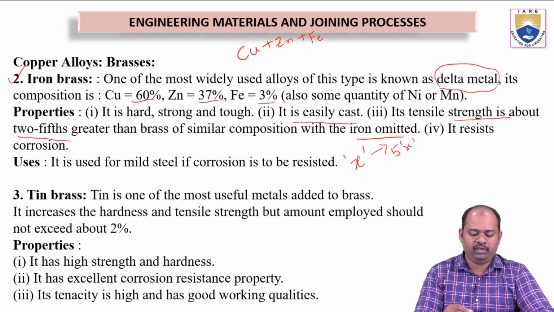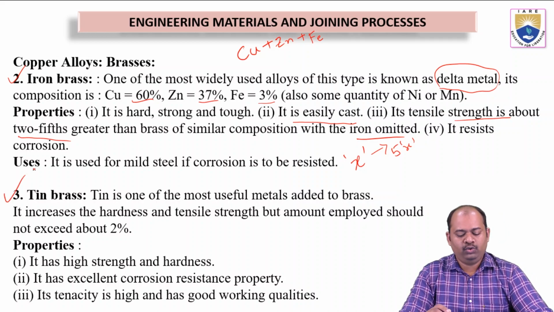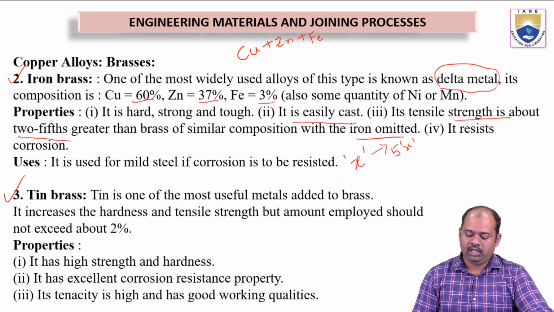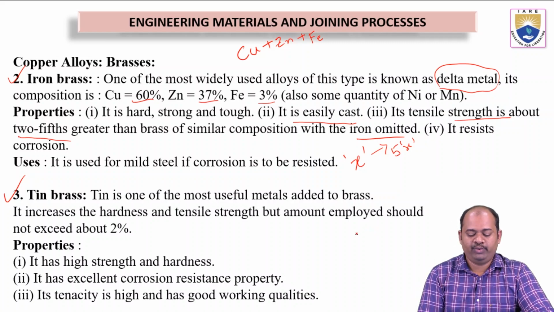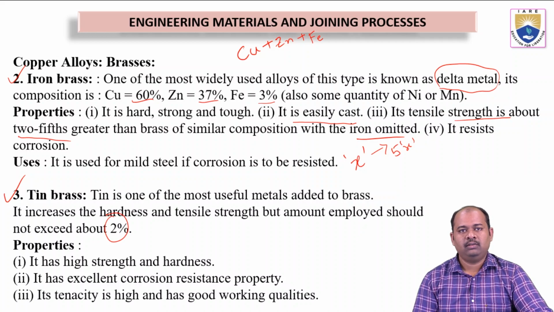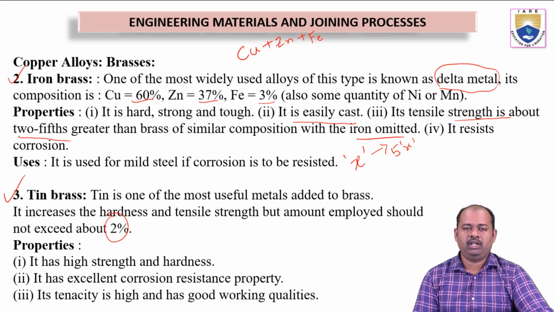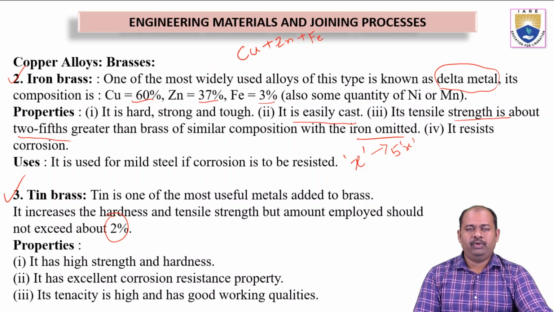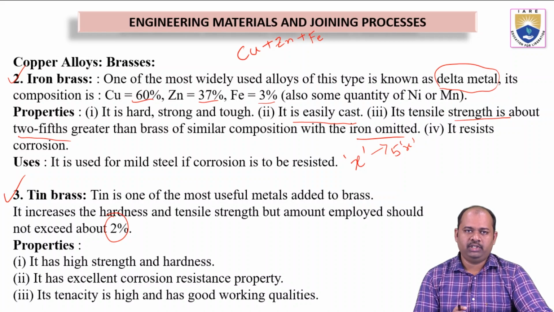And then the third type of brass is tin brass. Tin is one of the most useful metals added to brass, and it increases hardness and tensile strength, but the amount employed should not exceed 2%. So see this, in this type of alloy we are adding tin. Tin is a metal which is added to the copper zinc metal. It should not exceed 2%. The value of tin that is added to copper should be less than 2%.